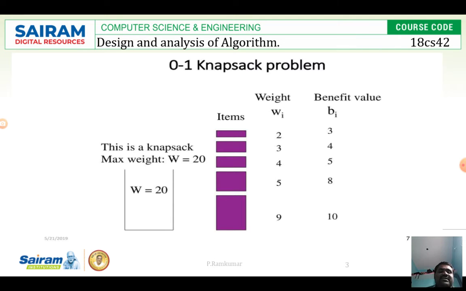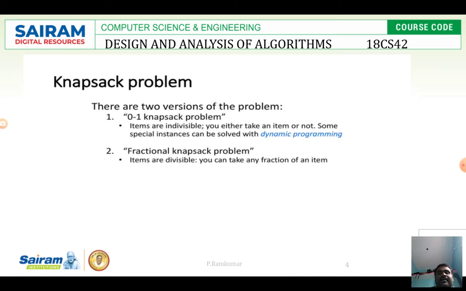So from this given set of items, I have to pick items, then I have to load them into the container bag, which has the capacity 20 kilogram. So this is called knapsack. Now next, the 0-1 knapsack problem means the items are indivisible, as I told you already. Either we can take the item or not. Some special instances can be solved with dynamic programming. In the fractional knapsack problem, items are divisible. We have discussed the fractional knapsack problem by applying the greedy mechanism.